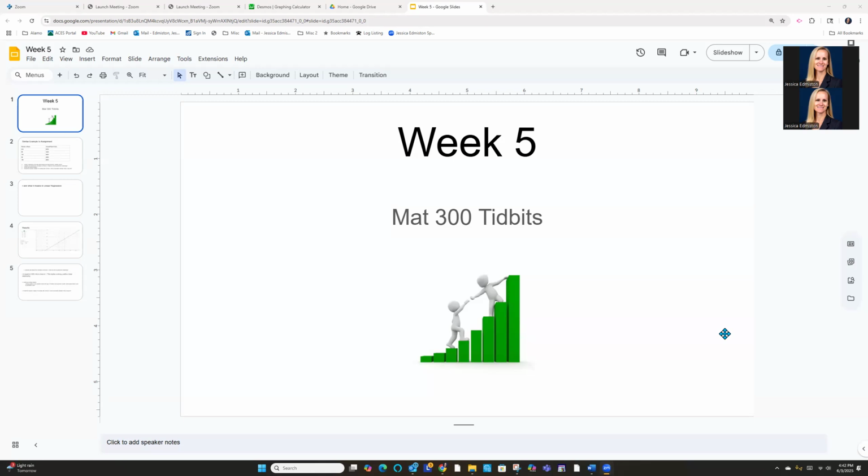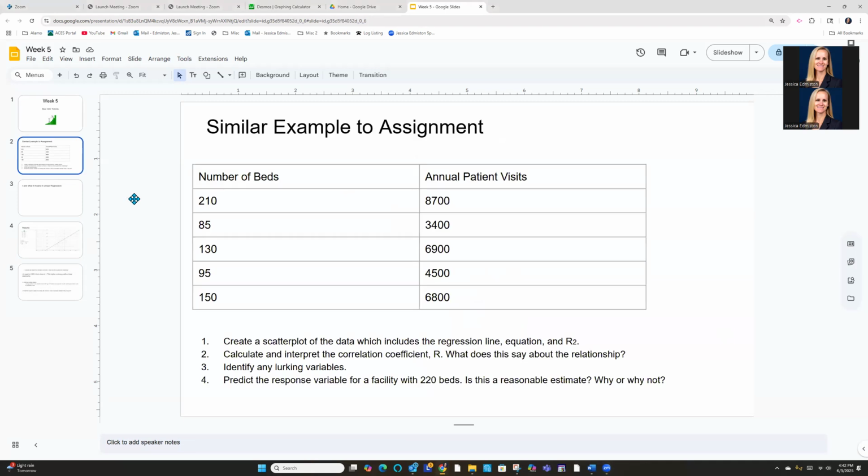In this video, I'm going to do an example very similar to your assignment for this week. It starts with having a table. We've got the number of beds and then the annual patient visits. And in this video, I'm going to basically do everything that you're going to have to do on your assignment.